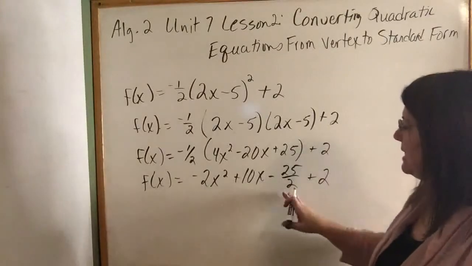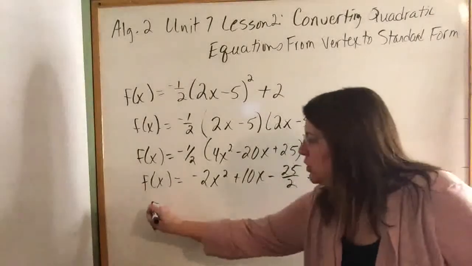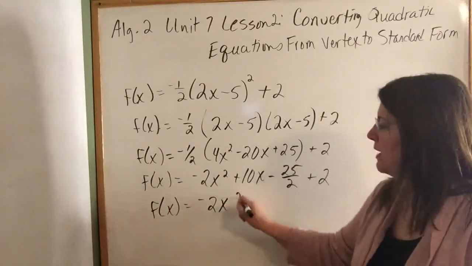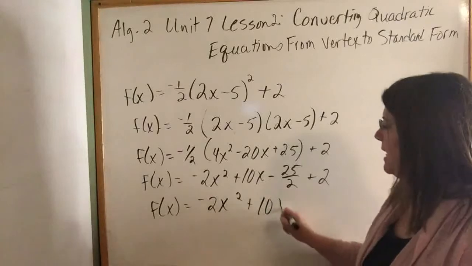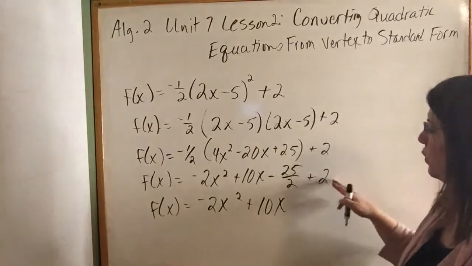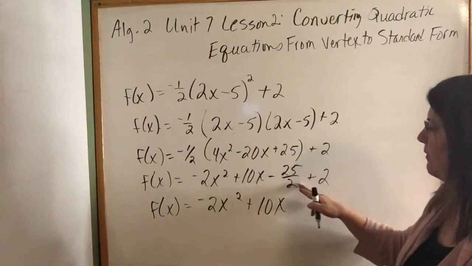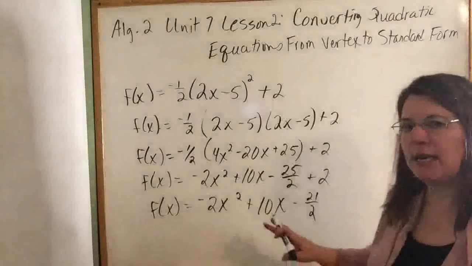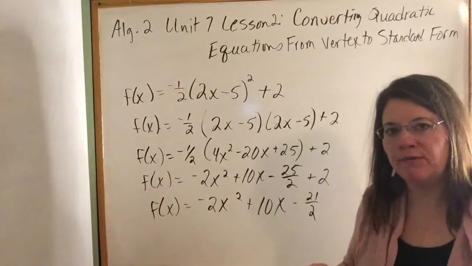And then I need to add the -25/2 and the 2 to finish this one off. So I've got f of x equals -2x squared plus 10x. And then -25/2 plus 2, that's a 4/2. So -25/2 plus 4/2 is a -21/2. And again, calculator can be used for that. You don't have to do that in your head.